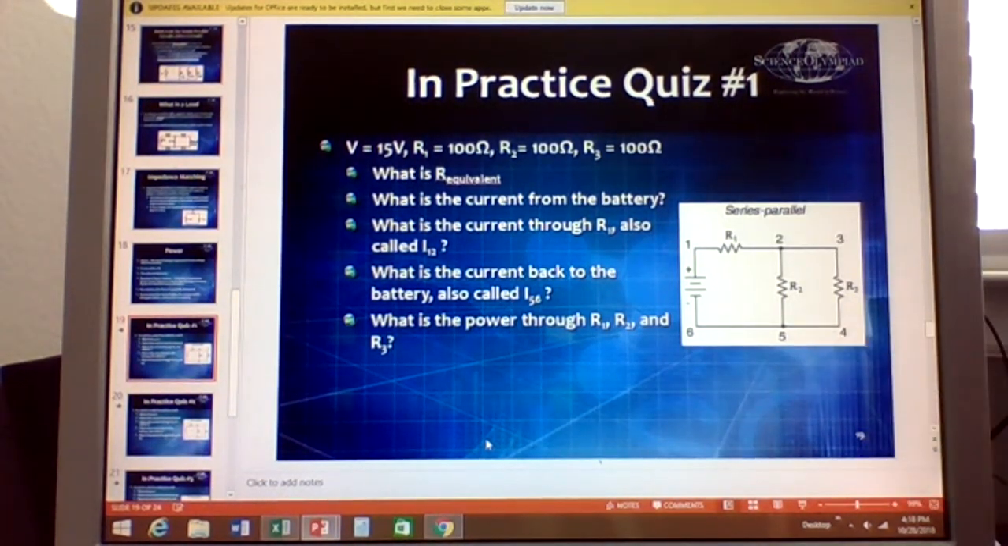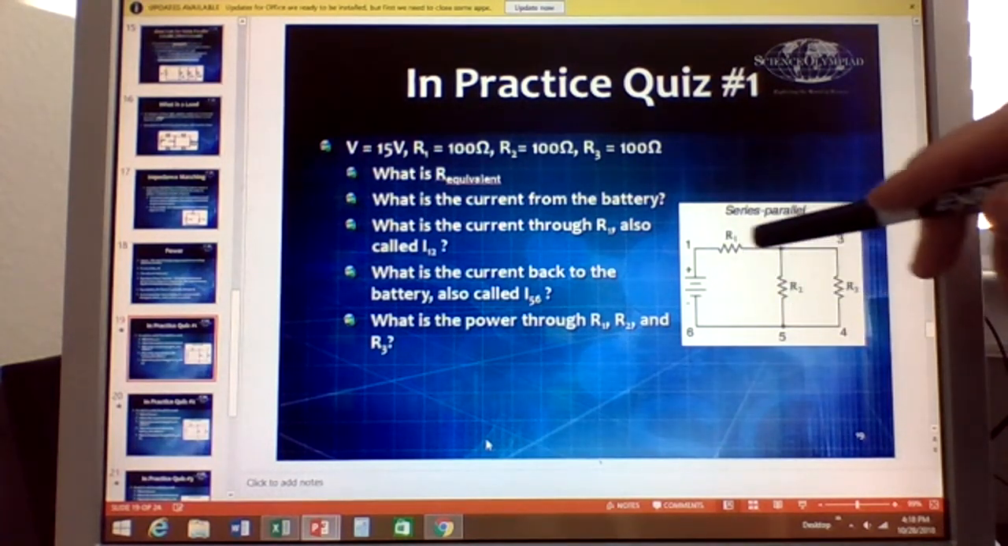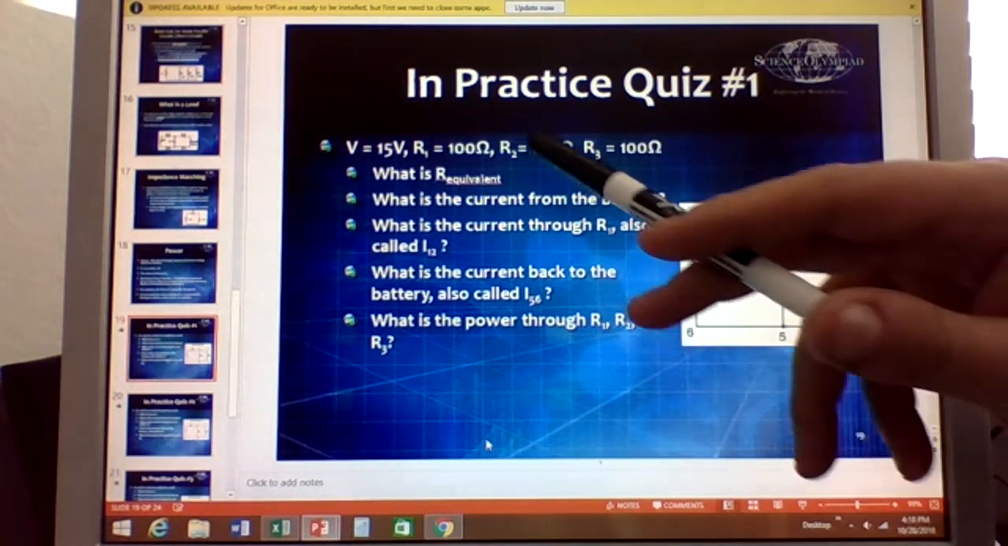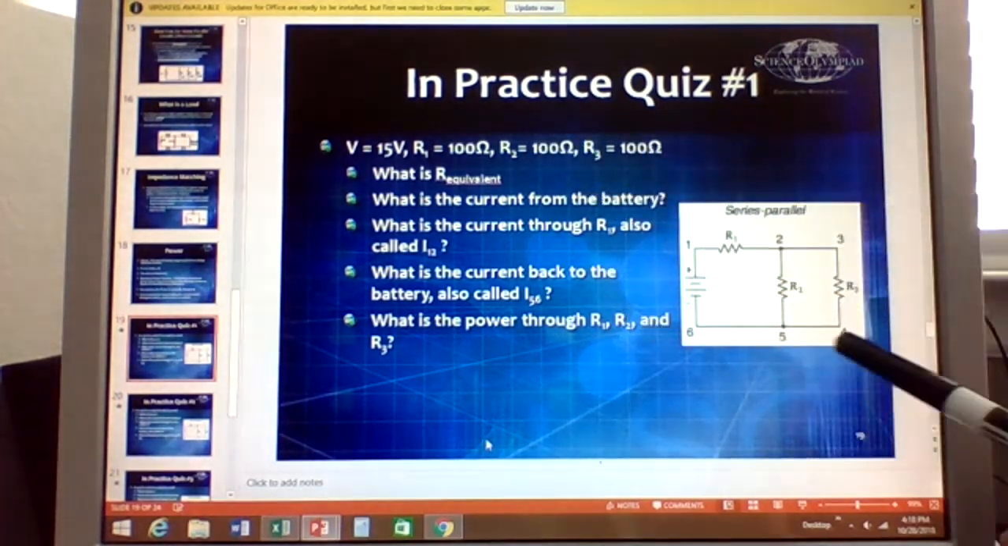I heard one was R2 and R3, and one was R1 and R2. Well, R1 and R2 would be sort of tough because they're neither series nor parallel. So the easiest one is R2 and R3, because they're both in parallel. Here's the neat part: R2 and R3 are equal to each other at 100 ohms.